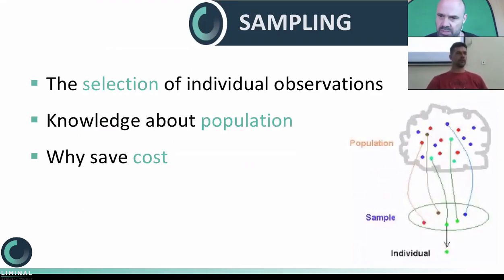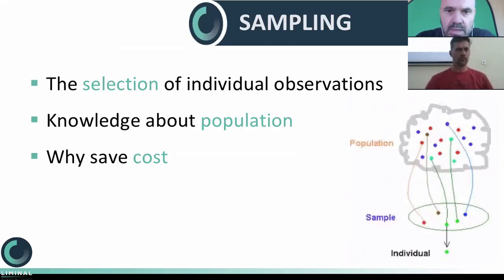We save cost. Just remember these days, for instance, if your population is available on the internet, say your population is a certain company, and you will be able to send it to everybody, then send it to everybody. Don't take a sample. If it's viable to send it to everybody, rather do that.